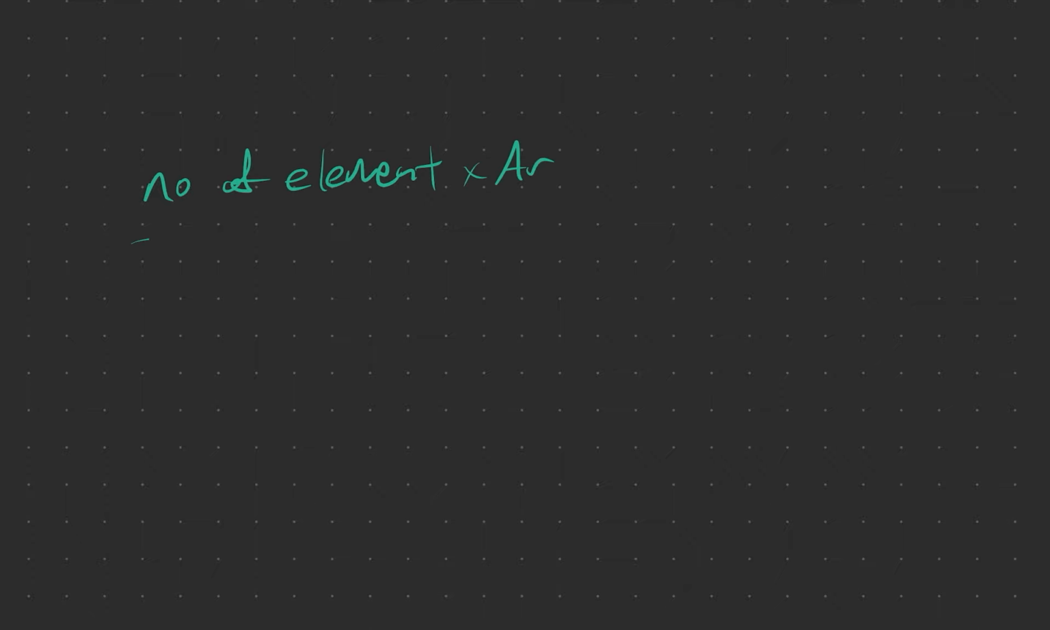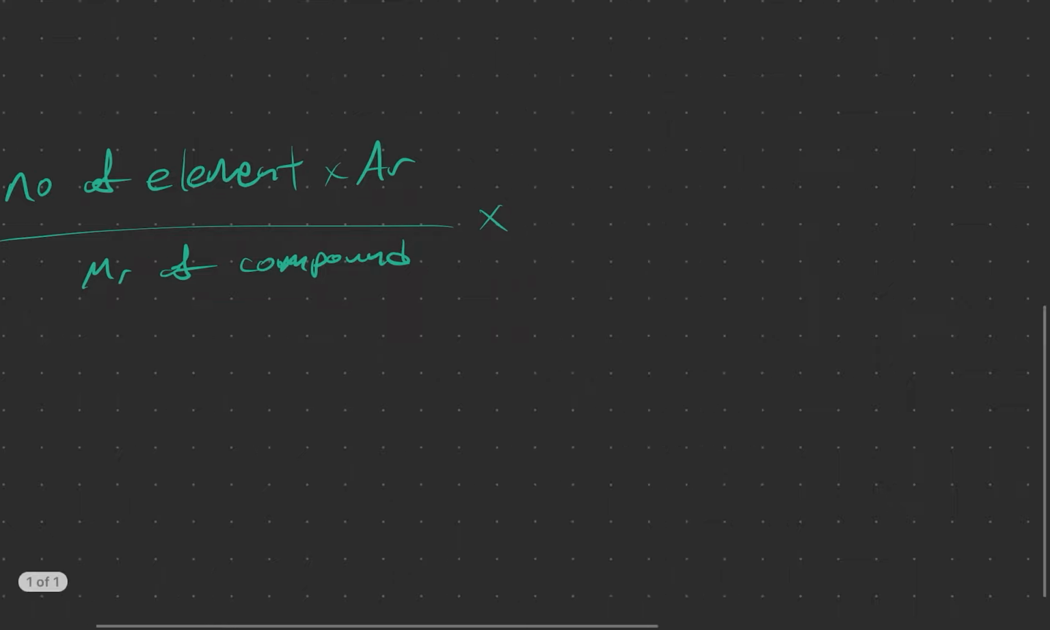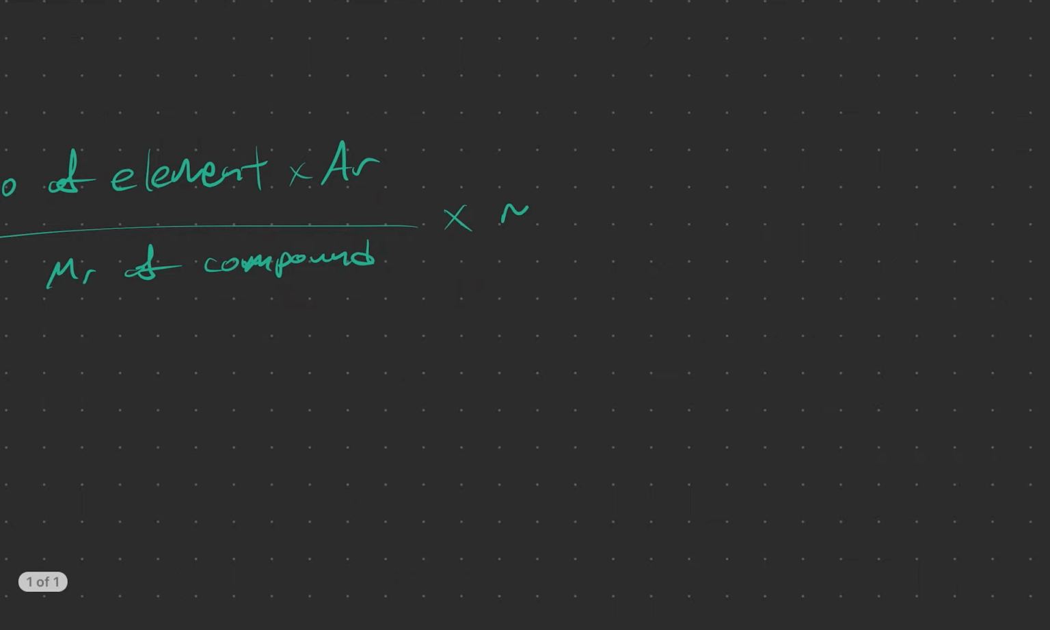So now we will move on to how to find the mass of an element in a specific compound. It's the same thing too. Your number of atoms times the Ar over the Mr of the compound. But instead of multiplying by 100% now, you multiply by the mass of the compound.